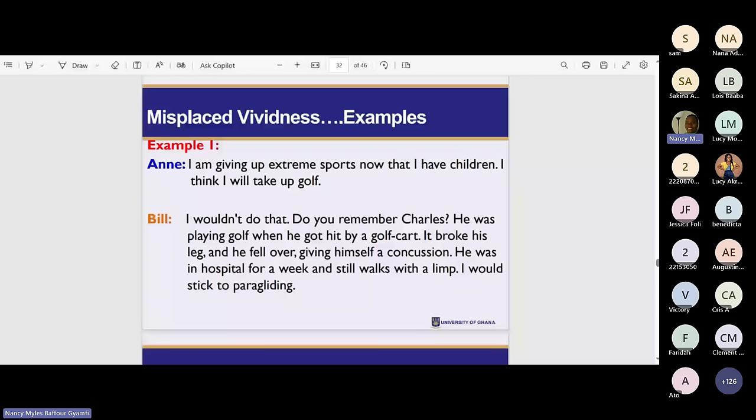Is it a person's argument? Someone says, right now that I've started giving birth to children, I've put on a bit. I think I would rather do just some golfing instead of a very strenuous sporting activity. Then the other person says, hey, you're going to do golf.